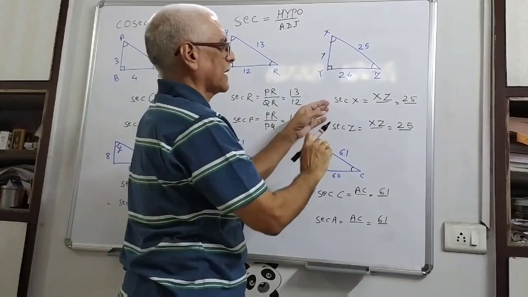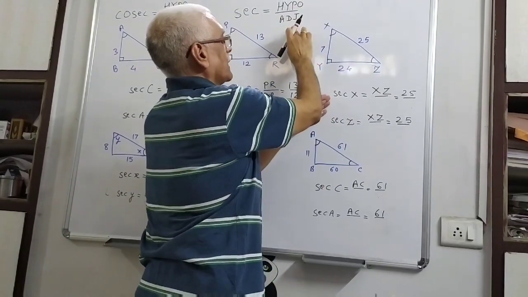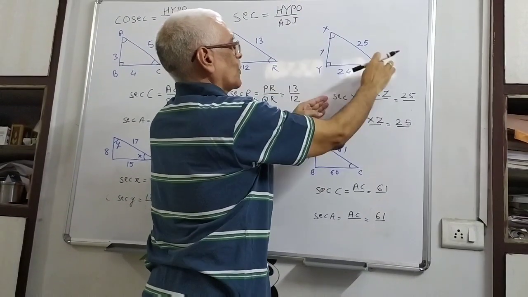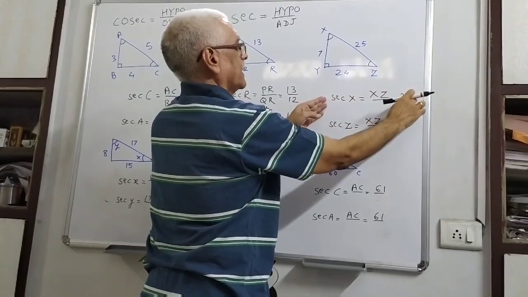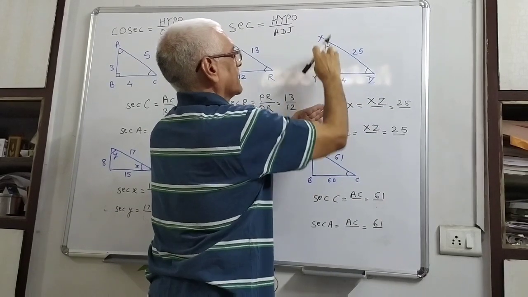Now, in this triangle, if we want sec X, sec is hypotenuse upon adjacent side. In this triangle, hypotenuse is XZ, that is 25. And the adjacent side, adjacent to X, is XY.